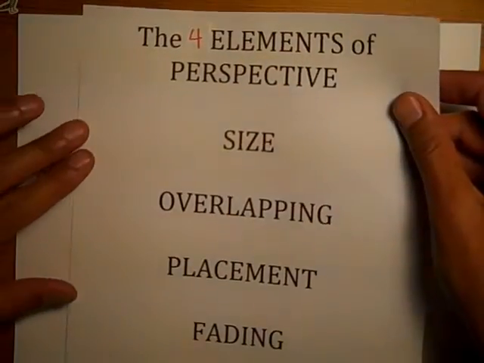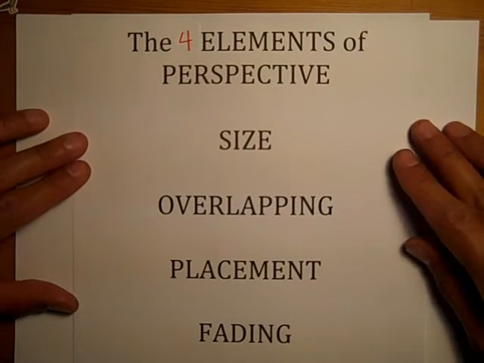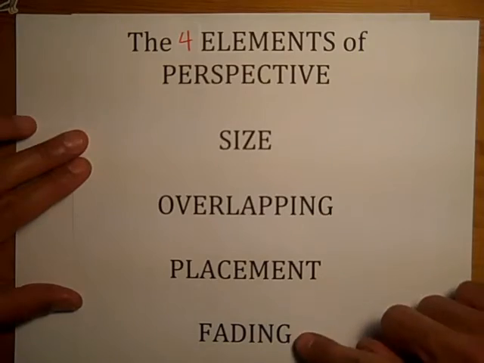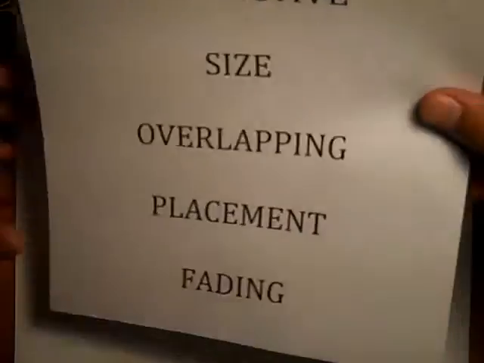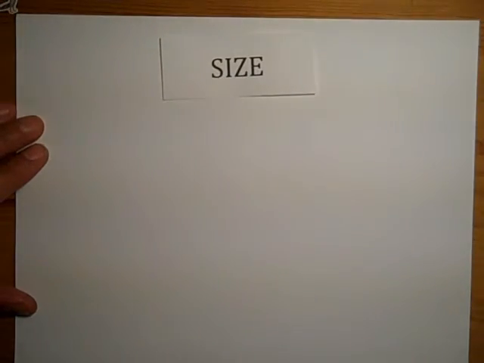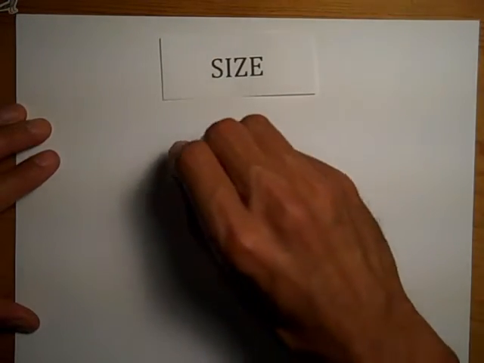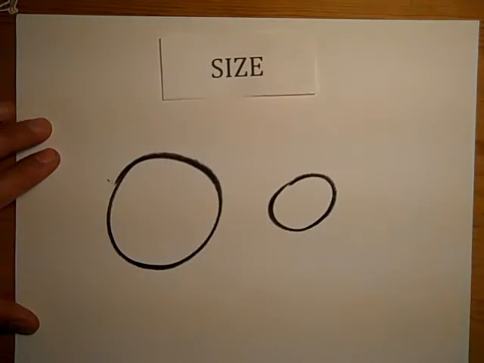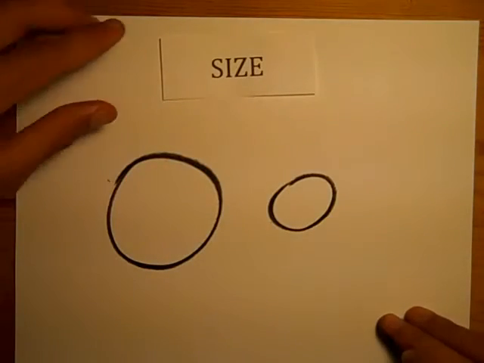Let's go over the four elements of perspective. They are size, overlapping, placement, and fading. Size. When you have two objects drawn on a page, the smaller one looks further away.